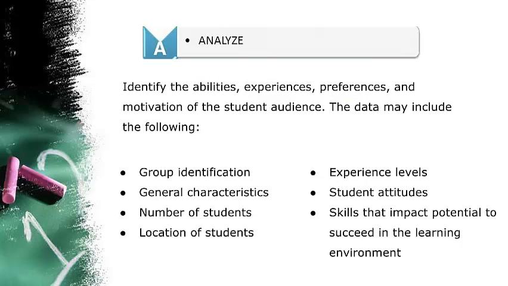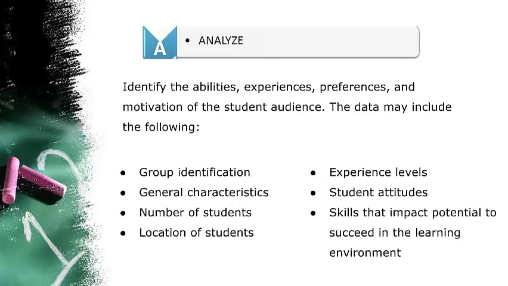In the first phase, you're analyzing. You are to identify the abilities, experiences, preferences, and motivation of the student audience. In this phase, the problem is determined. The learners are analyzed and the instructional goals are stated. This is similar to the first 2 steps of the Assure model. The major differences are that these 2 parts are combined into one phase and the possible constraints are considered here as well.